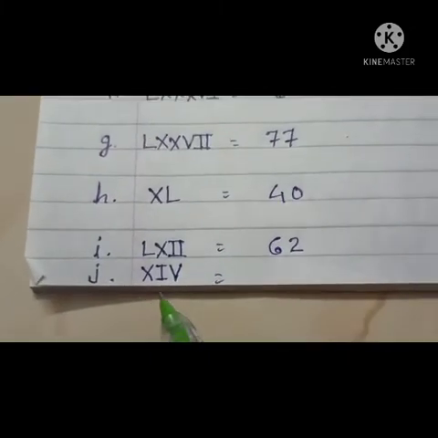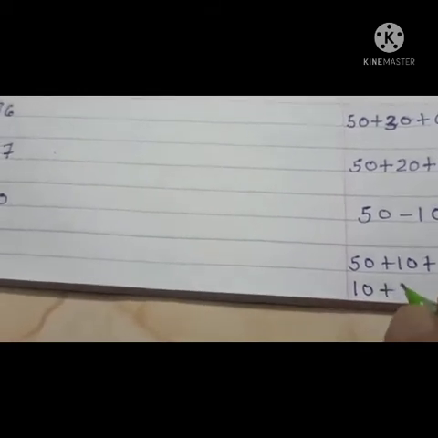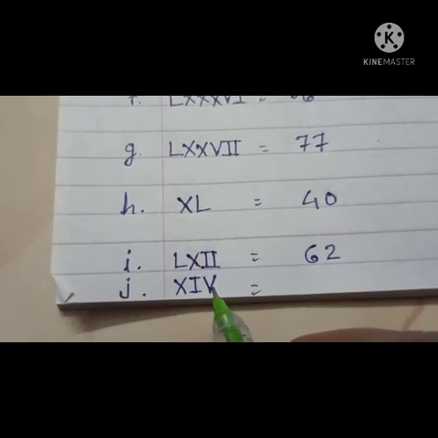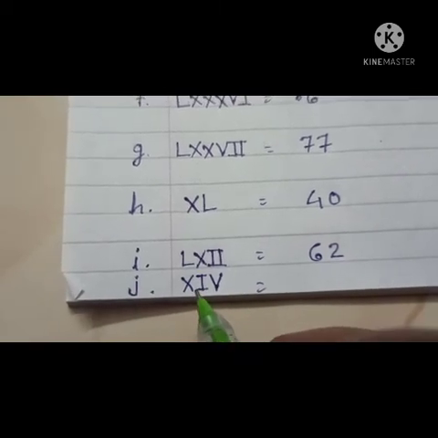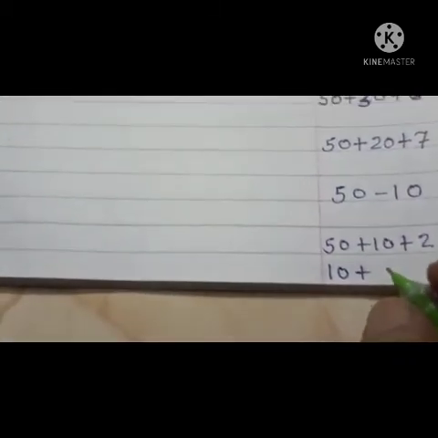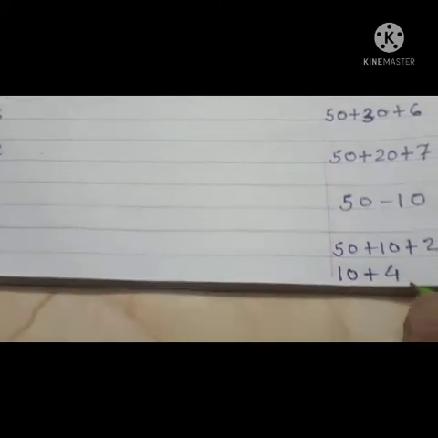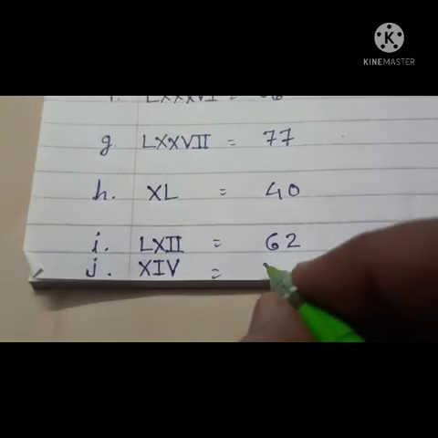Then last, X has a value of 10. Right here 10 plus I has a value of 1 and V has a value of 5. 5 minus 1 plus 5 minus 1, 4. That means 10 plus 4, 14.